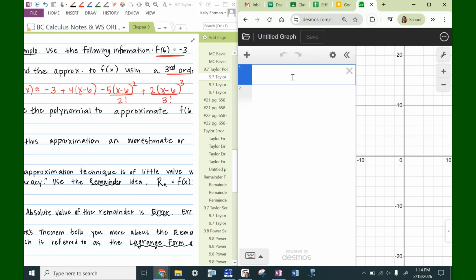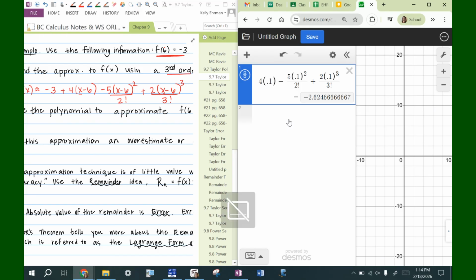So I'm just going to type it in. So negative 3 plus 4 times, instead of 6.1 minus 6, just 0.1, minus, let's see, 5 times 0.1 squared over 2 factorial plus 2 times 0.1 to the third over 3 factorial. Did I type that in right? I think so. Yeah. So I'm going to write this answer down.